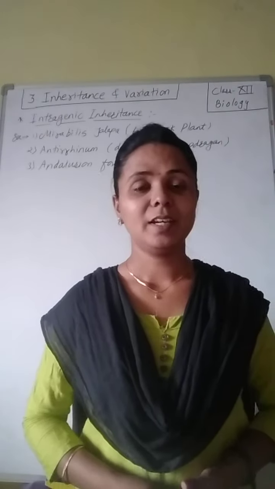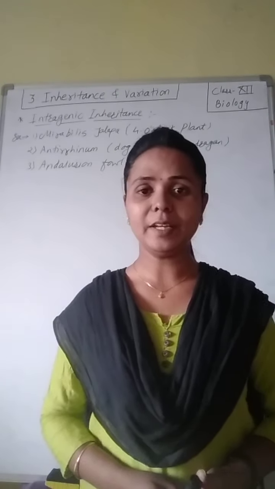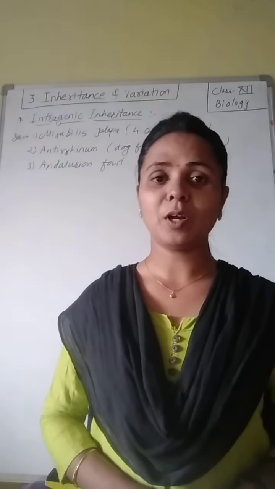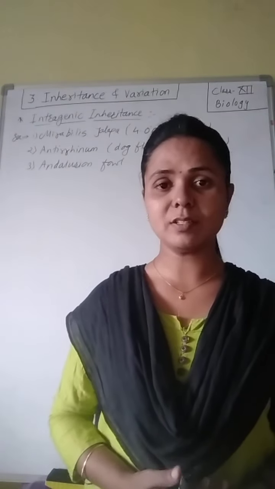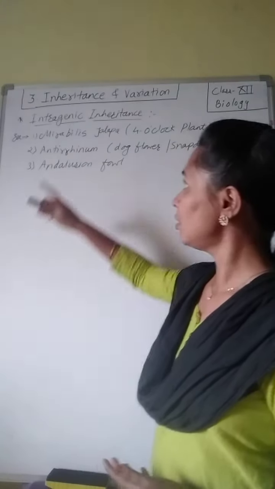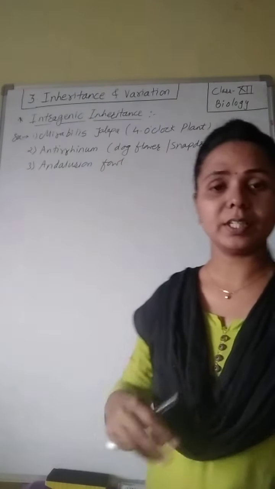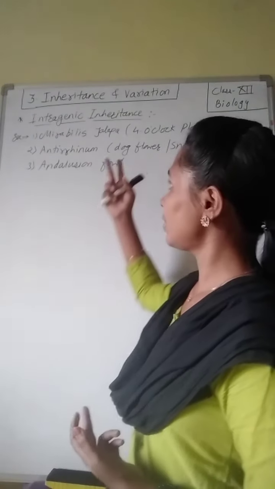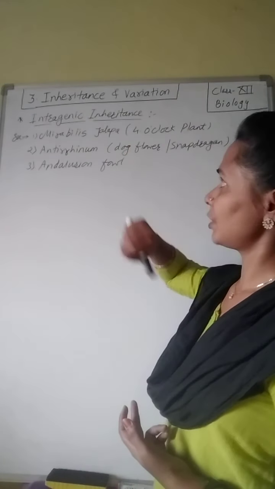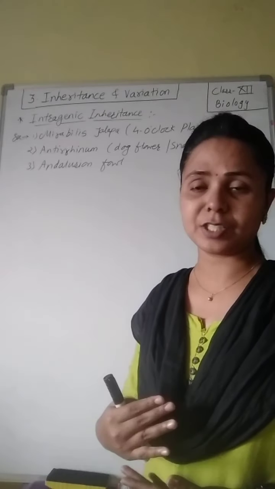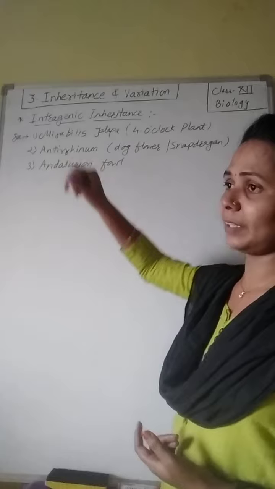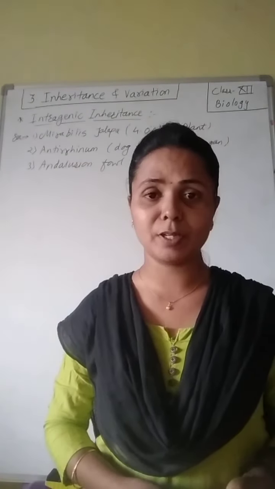Welcome students. In this video we have to learn the inheritance and variation topic from class 12th biology. Up to now we have seen gene interaction also, and today we have to learn intragenic inheritance. There are two types: intergenic interaction and intragenic interaction. The first example we have to learn in intragenic inheritance is incomplete dominance.